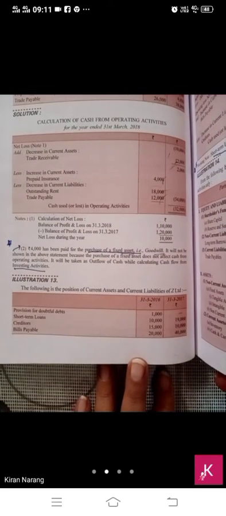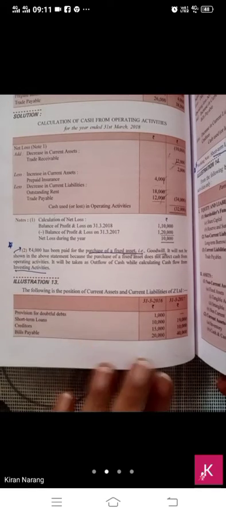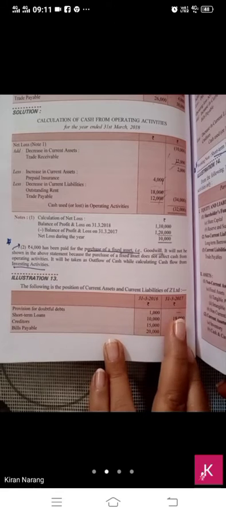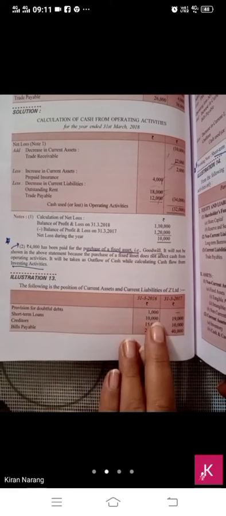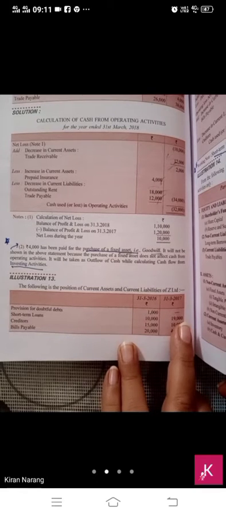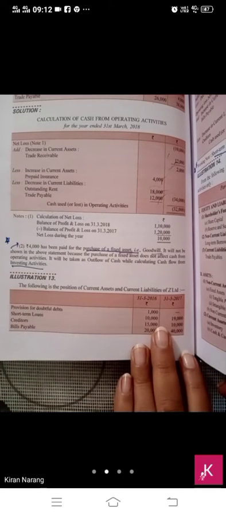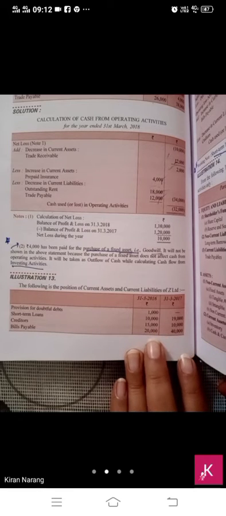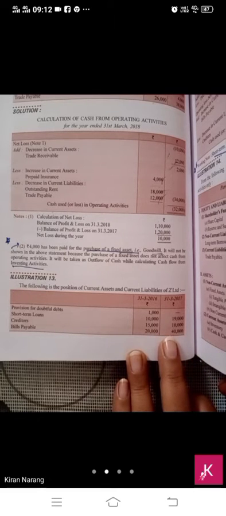Have a look at the next question now. Again, few items only. Provision for doubtful debts. Now you have to see from here to here, 16 and 17. Provision for doubtful debt is decreasing. This dash means 0. 1,000 to 0, it is decreasing, it will be subtracted. Short-term loans will not be recorded here. Then current bills payable, 20 to 40. If this is increasing, it will be added.